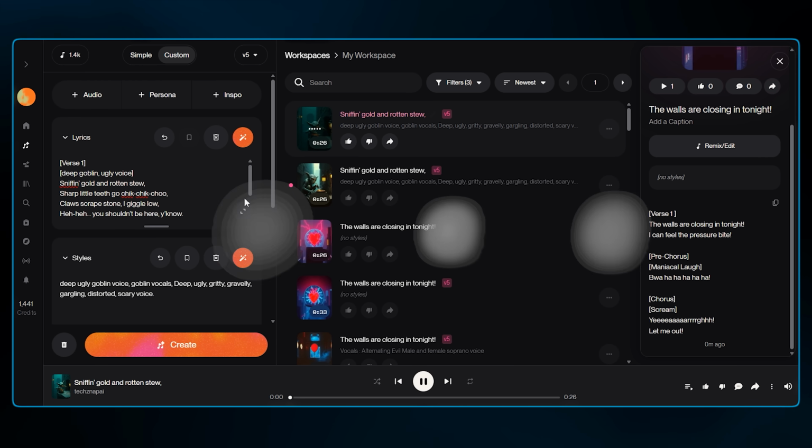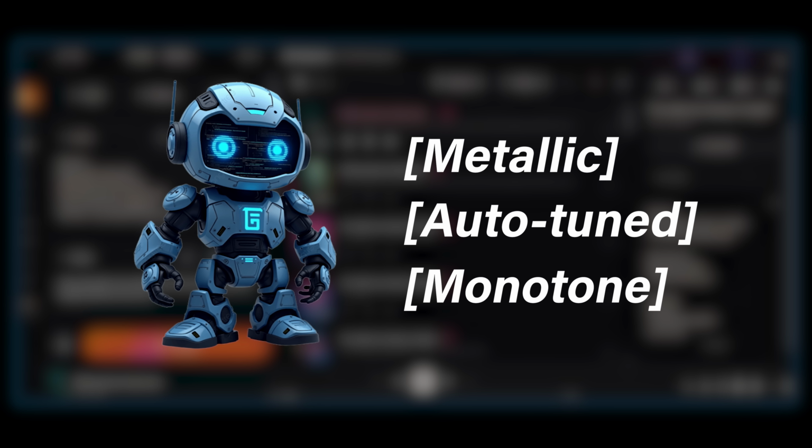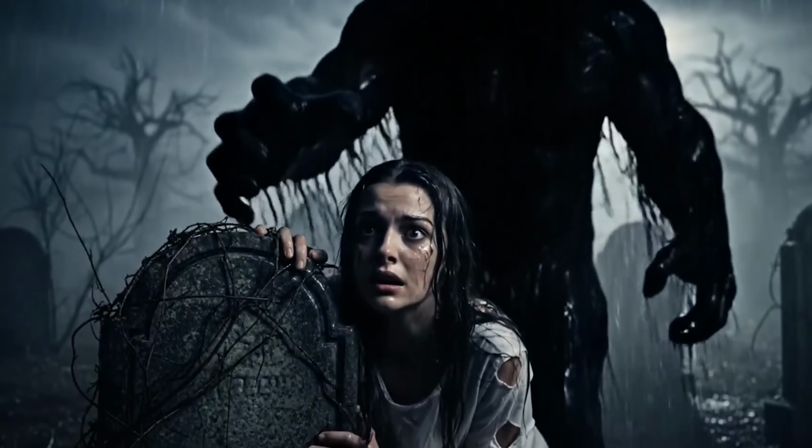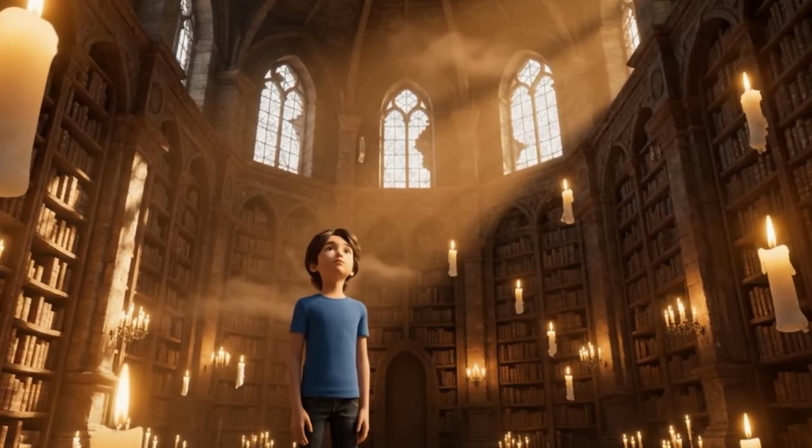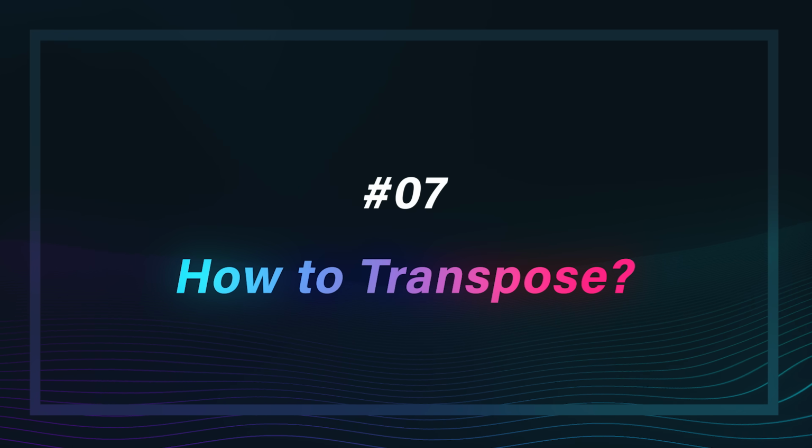Honestly, that's great. Very cinematic. You can also do a robot voice using tags like metallic, auto-tuned, monotone. You can use exotic voices like these for storytelling or intros to make your track stand out. All right, we have arrived at the final tip.